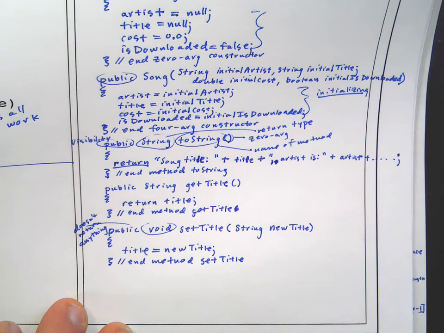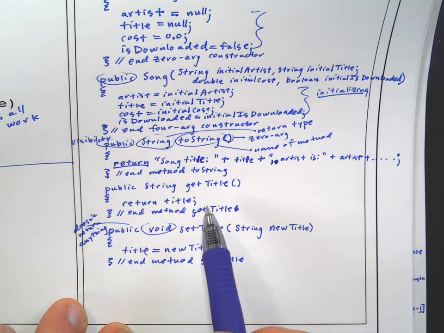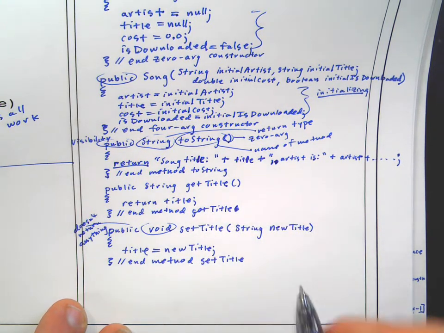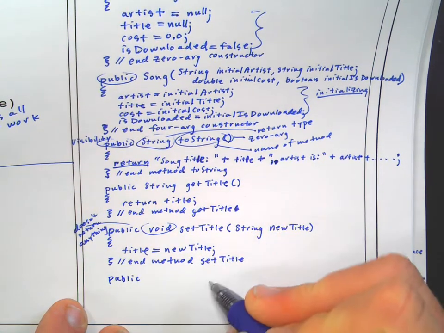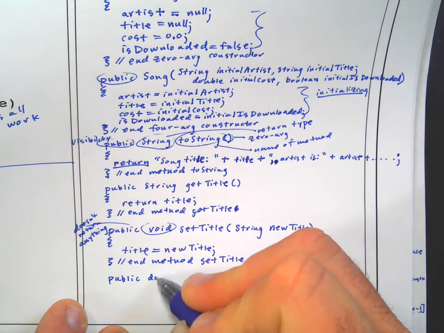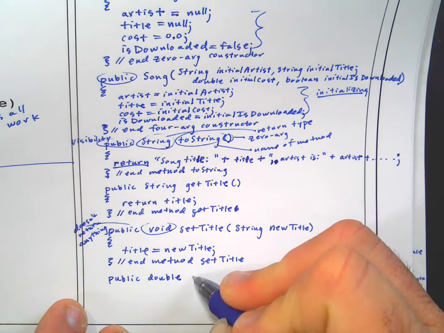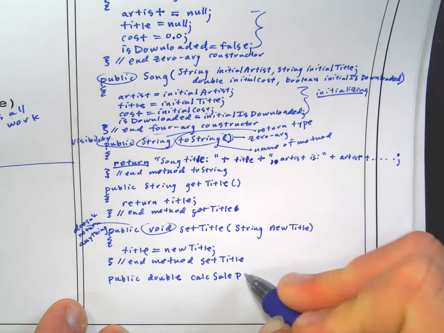Okay. Now, just as an example of a processor method, that's something that actually does something. The getters are really basic. They give you information. The setters just change the values. But we might want to do something a little more complicated. So as an example, public, this is going to return a double because I'm going to do something with the price. I'm going to call it calc sale price.